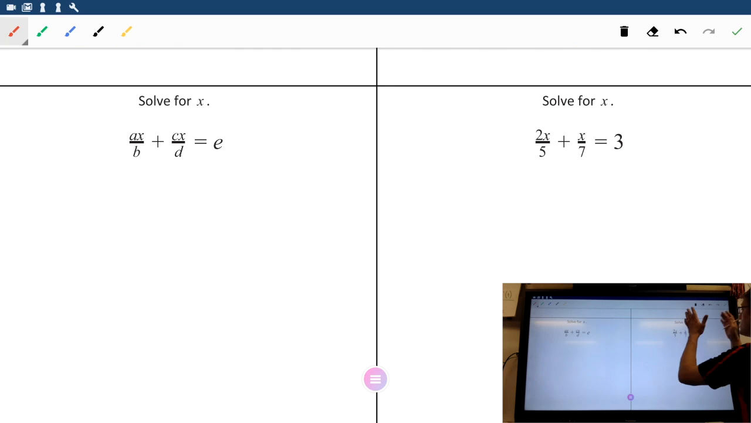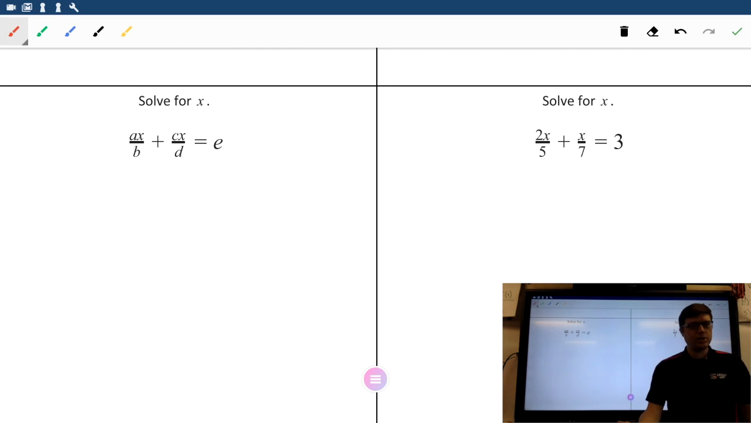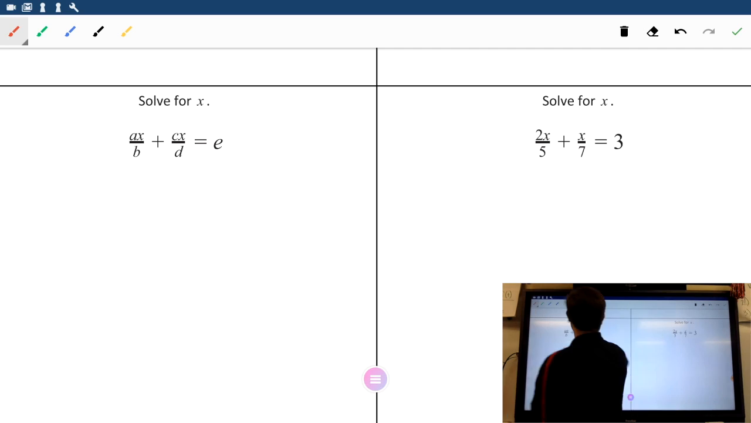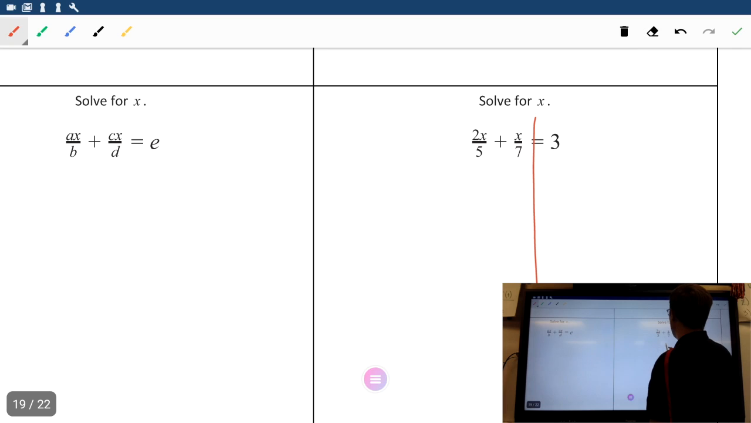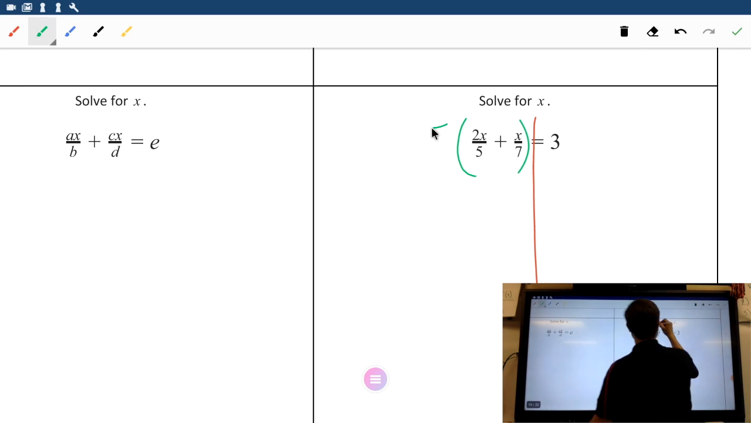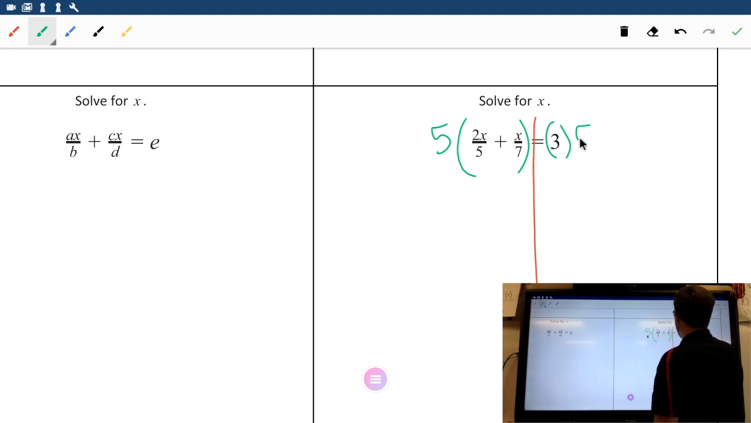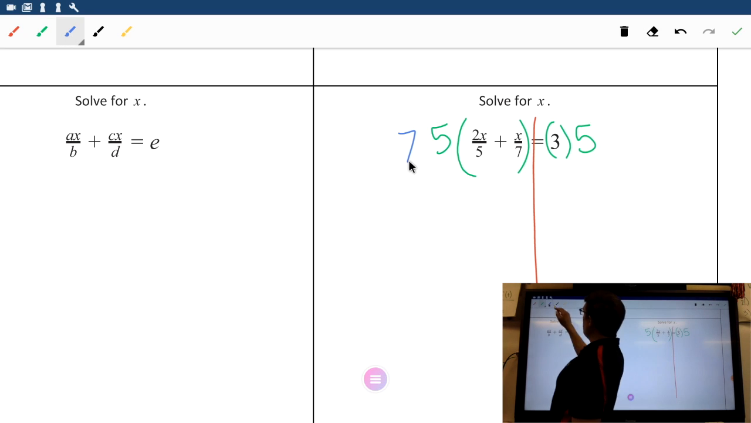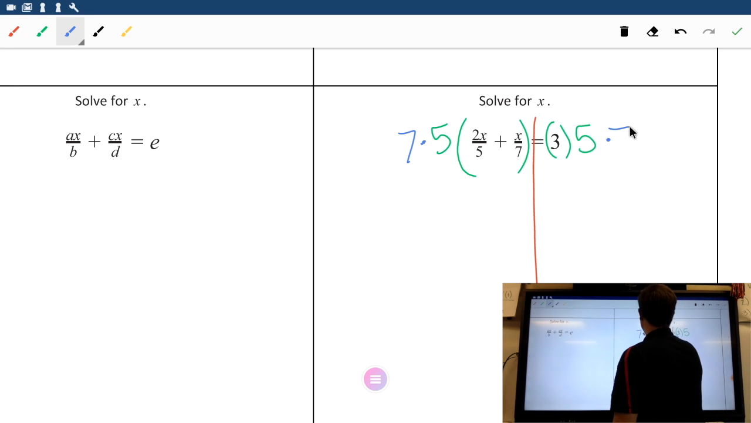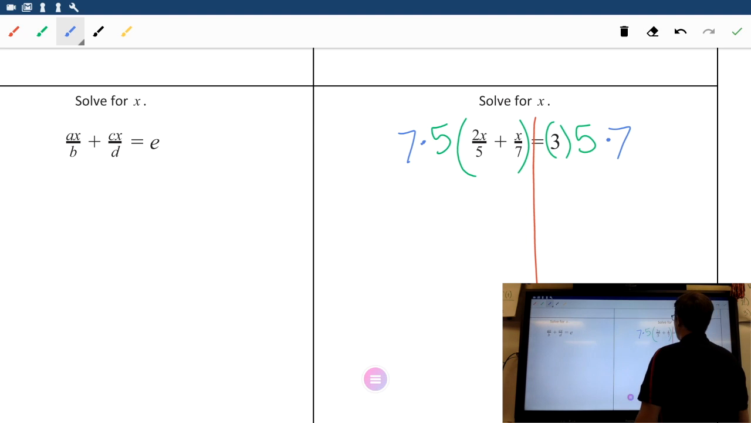Okay. Oh my goodness, we got so many of these. Once again, I'm going to solve for x here first. And oh, I see a fraction. Anytime there are fractions, you have to multiply everything by the denominator. So multiply by 5, everything times 5. I technically should put the 5 on the front of the 3, but whatever. And I should multiply by 7.